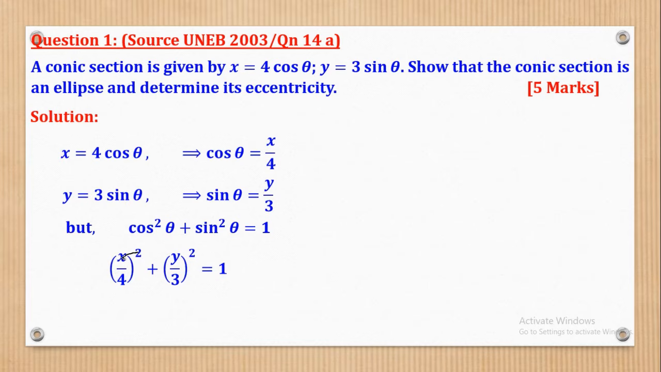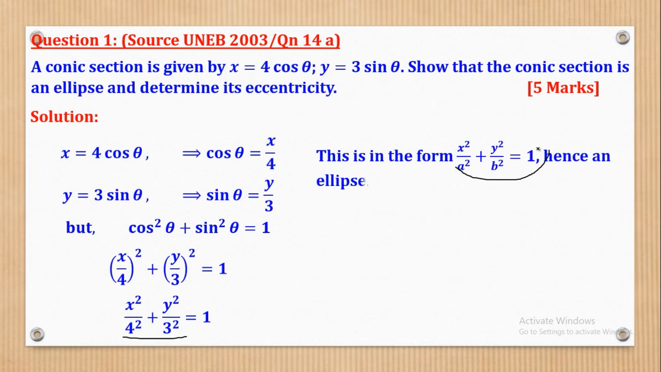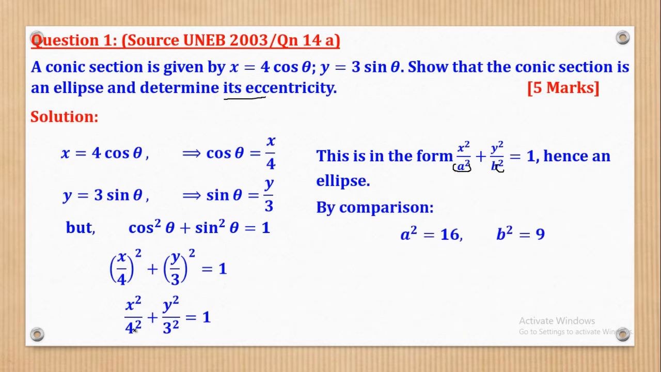So here when I put the square on each part alone, I'll come up with this expression. Now when you compare this with the general form of an ellipse we know, you realize that this is also an equation of an ellipse. Therefore, you have shown that this conic section is an ellipse. But they also want you to get the eccentricity. So for the eccentricity, you have to first get the values of a squared and b squared. So from here, by comparison, a squared will be this 16 and b squared will be this, which is 9.